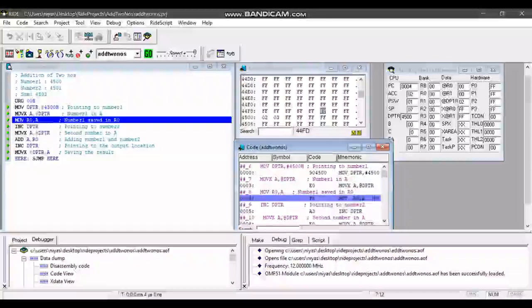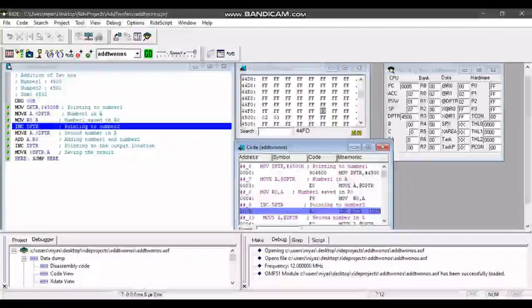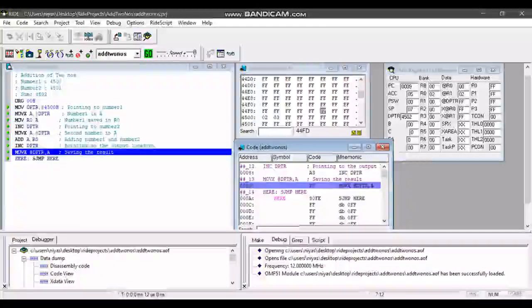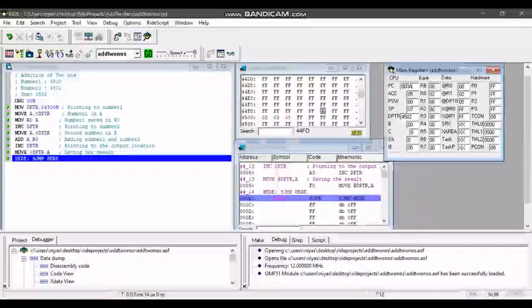Then 0004 next instruction, 0005 next instruction, 6, 7, 8, 9, and finally the last instruction is in the location 000A. So the program counter, after executing the instruction, comes to 000A. So that is the significance of the program counter. We have other registers also, which we will be seeing subsequently when we are doing the programming. Thank you.